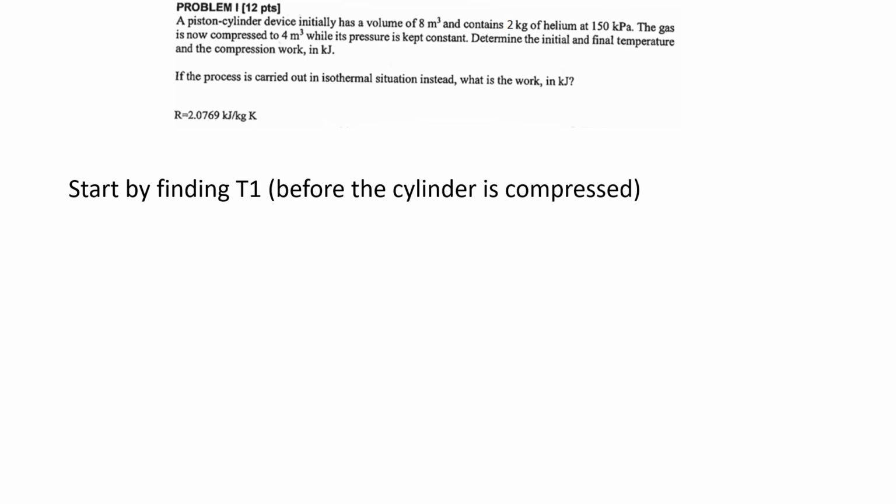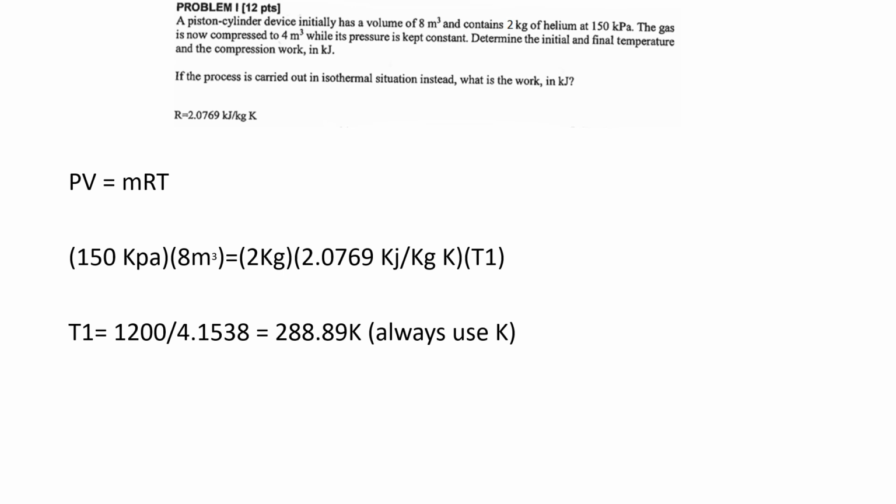So we're going to start by finding T1. That's before the cylinder is compressed, with the 8 meters cube volume. So we have our equation, plug in the values. Pressure is 150 kPa, volume is 8 meters cube, the mass is 2 kilograms. This is our R value, and our unknown is T1. Once we do the math and solve it, T1 is 288.89 Kelvin. It's important to always use Kelvin for this, otherwise your answer will not work.